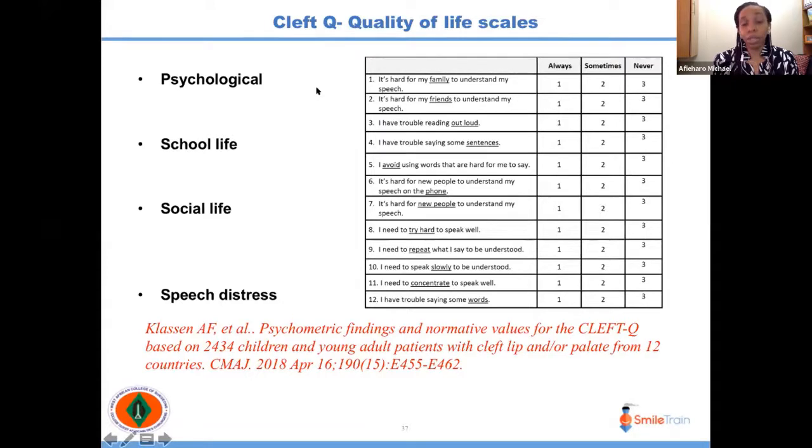For the quality of life scales, they have sub-scales that look at the psychological aspect, school life, social life, speech distress. For instance, I have trouble reading out loud. I have trouble saying some sentences. I need to try hard to speak well. Those things that really bother the patient are in these sub-scales. And this Cleft Q is such that each sub-scale can be taken on its own, depending on what one wants to find out from these patients.